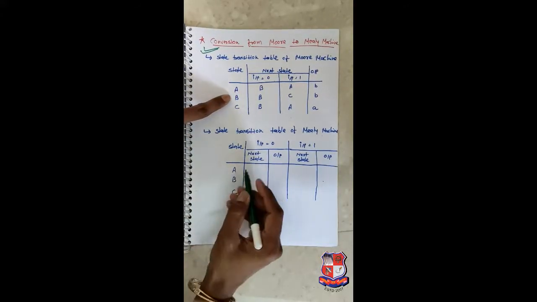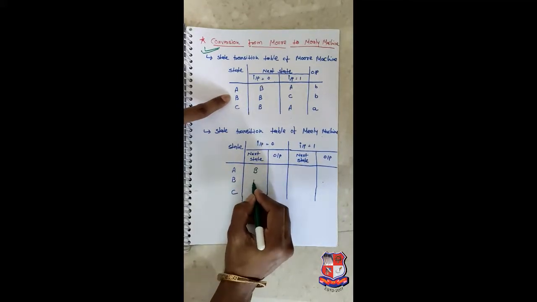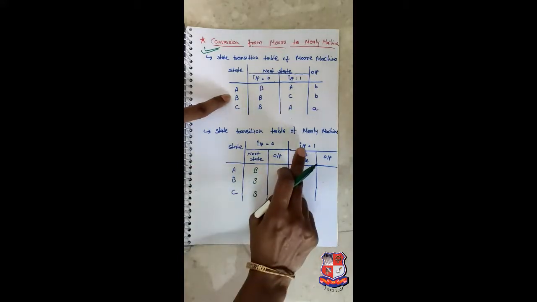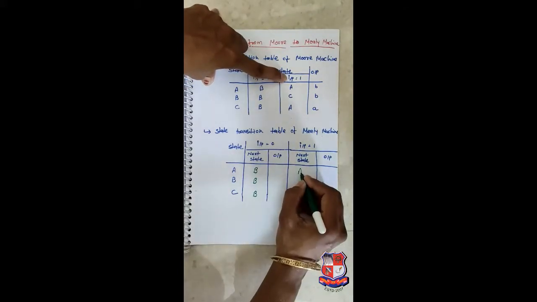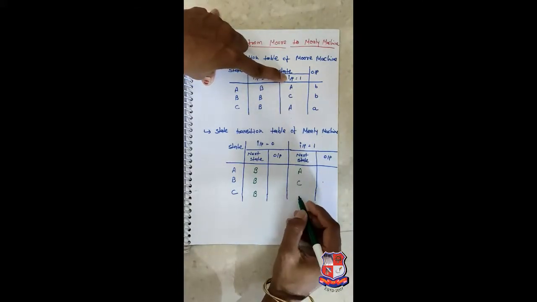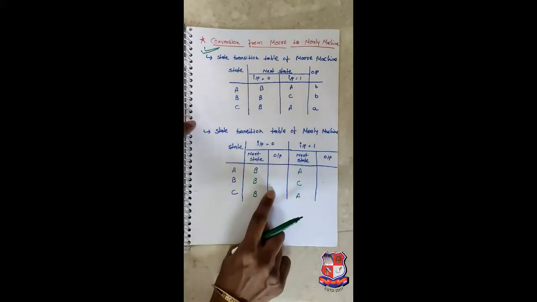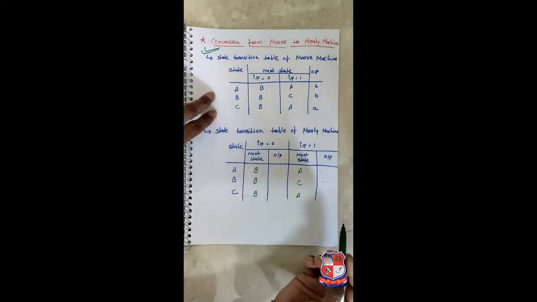So for A, if the input is 0, the next state is B. Same way for B and C. As well as if the input is 1, the next state of A is A, B is C and C is A. Okay. Now the next is the output. It is very easy. Just see.